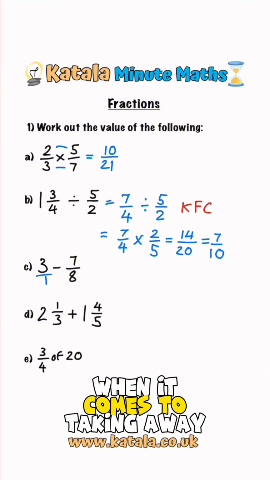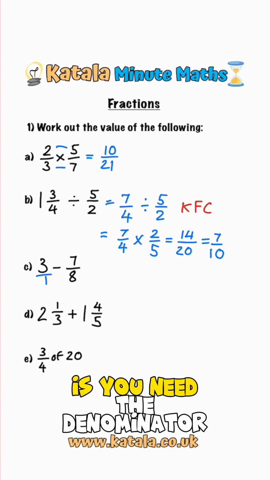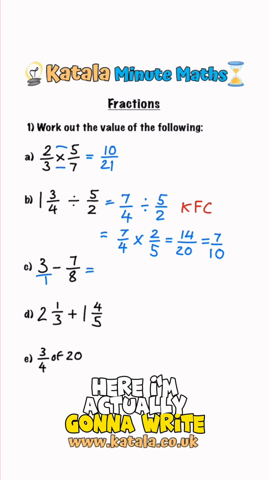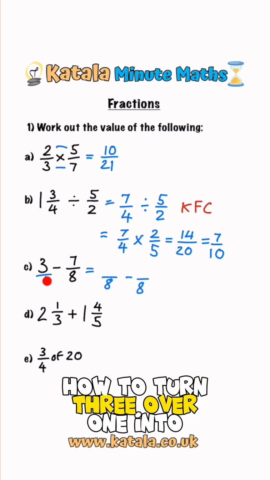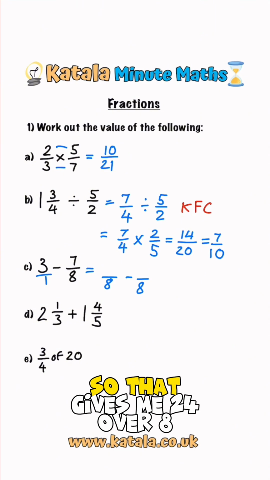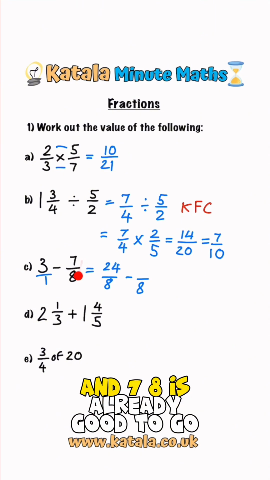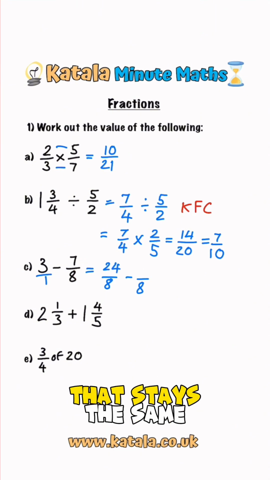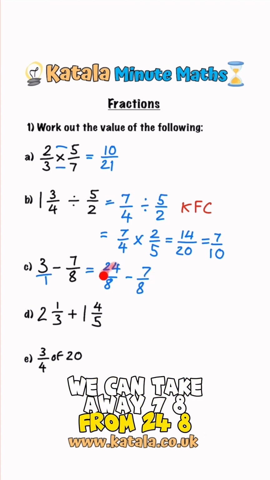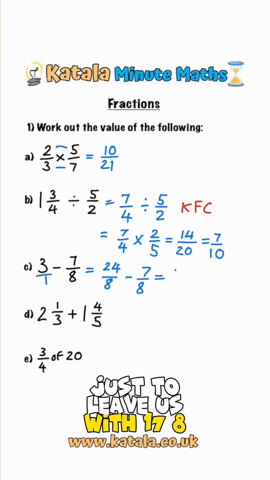Now the problem when it comes to taking away or adding fractions is you need the denominator to be the same. So to make these denominators match up here, I'm actually going to write them both as eighths. Now to turn 3 over 1 into something over 8, I'm going to need to multiply by 8. So that gives me 24 over 8, and 7/8 is already good to go, so of course that stays the same. And now that the denominator matches up, we can take away 7/8 from 24/8 just to leave us with 17/8.